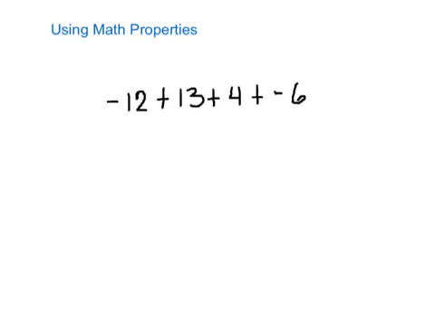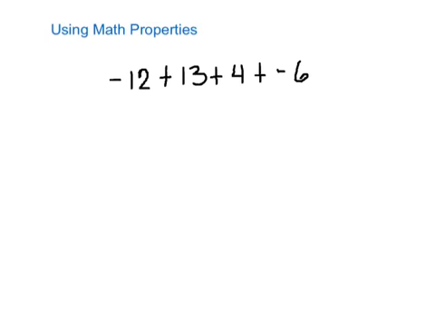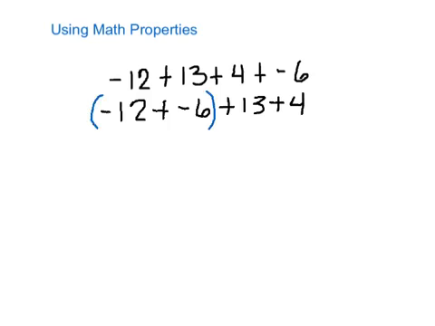And it's easier if we add the ones that have the same signs first. So if we were to take negative 12 and add negative 6, and then put the positive ones together also, we have used the commutative property to rearrange our numbers, putting the ones with the same signs next to each other. And then next, we use our associative property to group the ones that we want to add together, and we add those instead of adding in order from left to right.